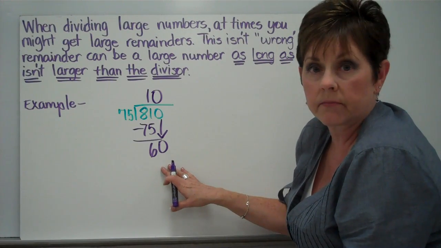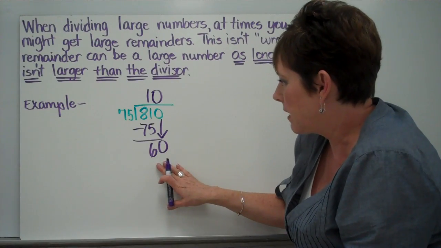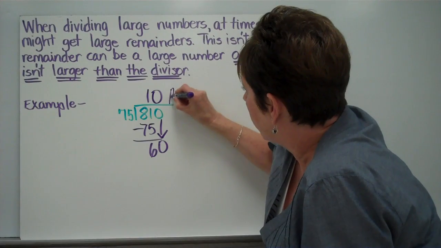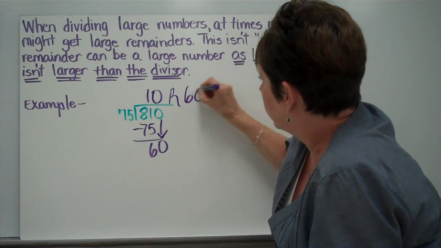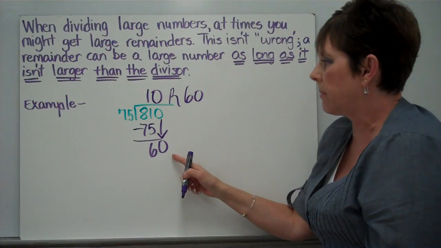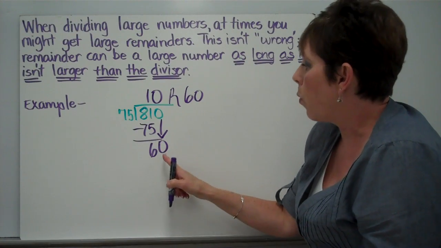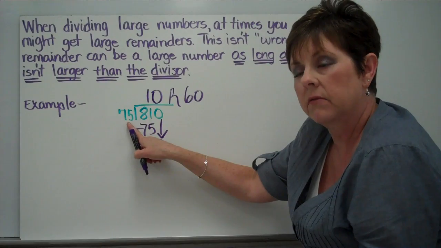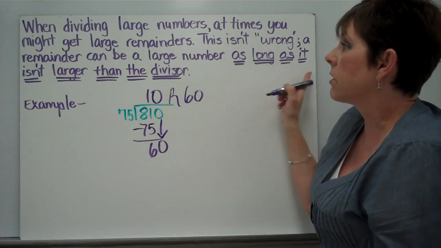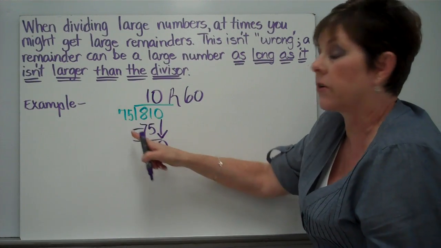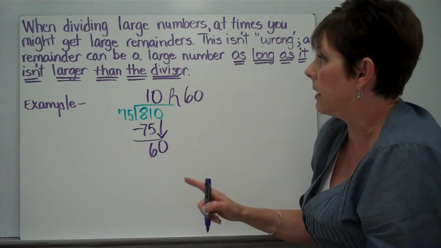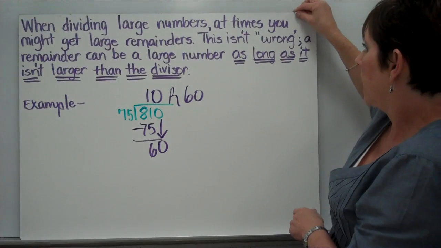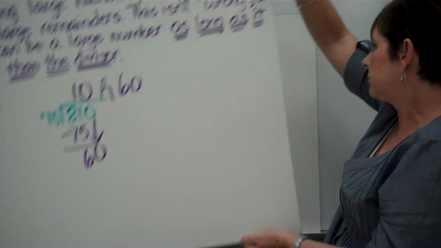Now, are we done? No. We have this left over. We have to show that this is what is left over, so this will be our remainder. Now, you may look at that and think, oh no, there's no way that can be 60 left over. Well, is 60 bigger or smaller than 75? It's smaller. So as long as it isn't bigger than the divisor, it's possible to have a really big remainder. All right? So don't let that scare you.